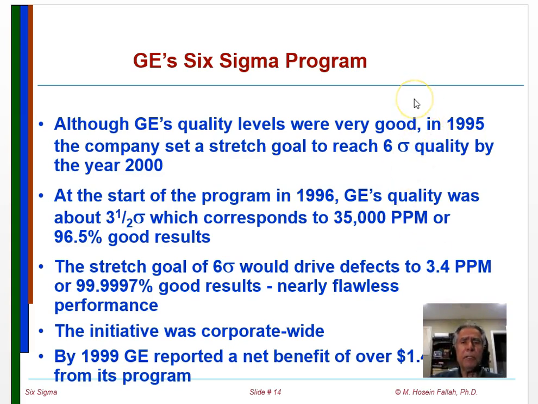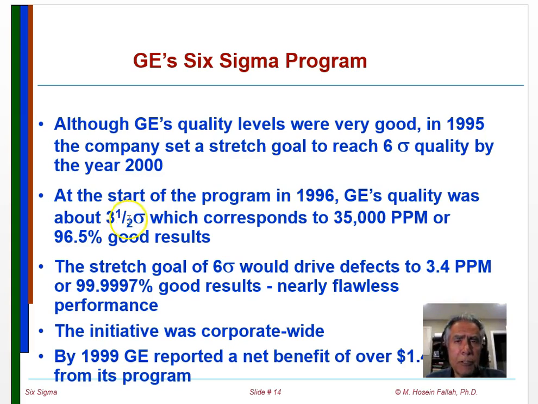So a little bit more about the GE Six Sigma program. GE's quality was very good. Back then, they had been following a number of different initiatives in quality management. In 1995, the company set this stretch goal to reach Six Sigma quality by the year 2000. Now, at the start of the program, GE's quality was around 3.2.